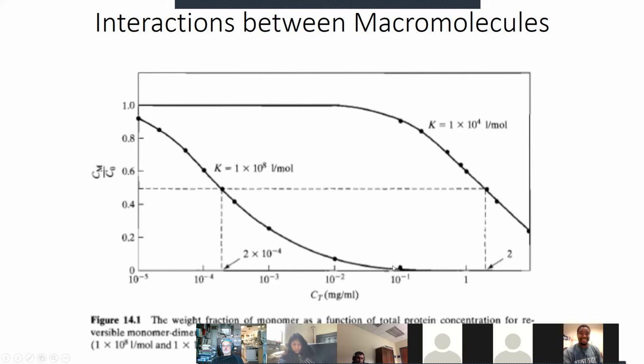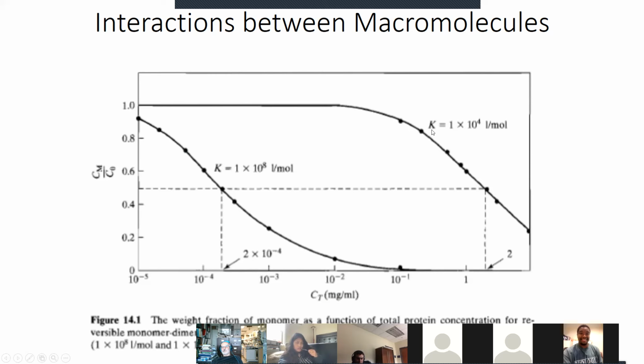The shape of this curve is essentially the same, but it's shifted by the midpoint of the equilibrium. So this equilibrium constant is big, 10 to the 8th. The midpoint at 50-50 gives you the dissociation constant, or it gives you the total concentration at the midpoint of the reaction. Okay, so on a mg per mL basis, this is 0.0002 mg per mL. Or for a weak equilibrium, it begins to dissociate at 2 mg per mL.